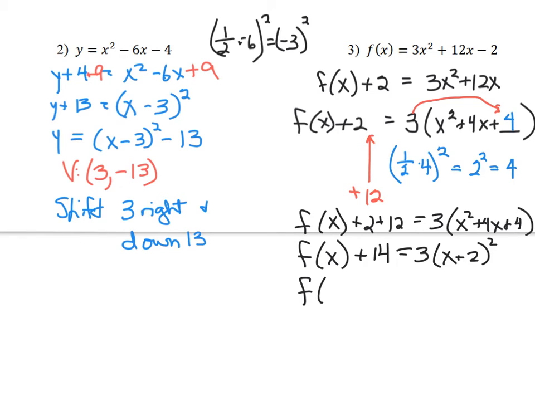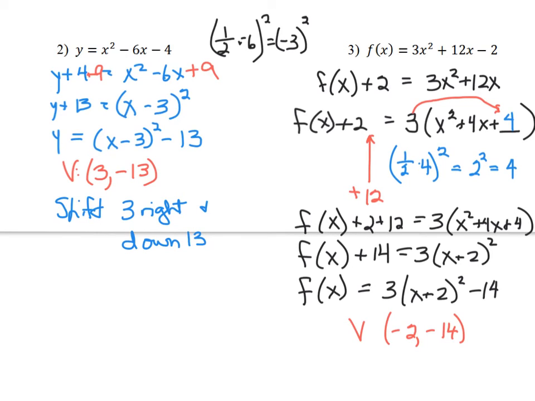Last step, move that 14 over. So it's going to be 3 times x plus 2 squared minus 14. So that tells me that my vertex is the ordered pair -2, -14. Now this one does have that additional coefficient, which we'll be talking about in our transformation unit, but for now all we need to know is that my vertex is the new point -2, -14.